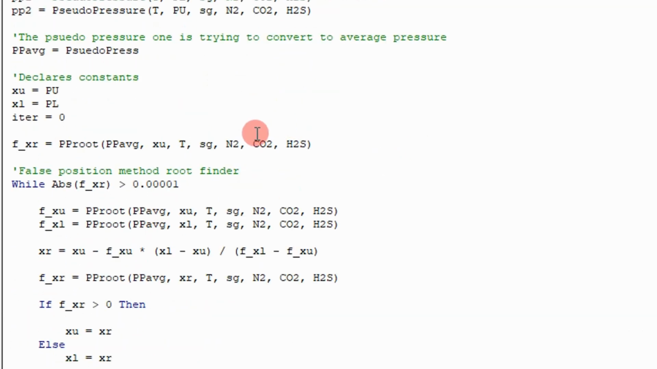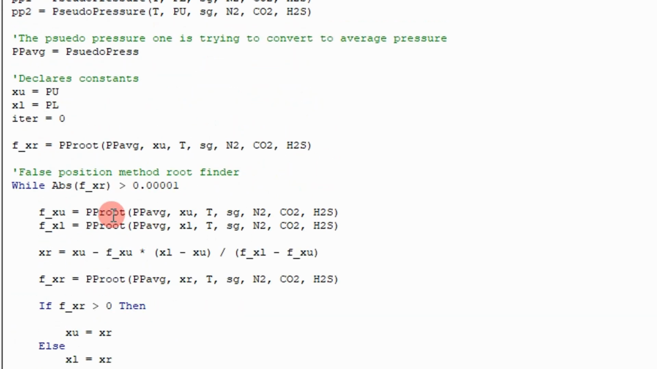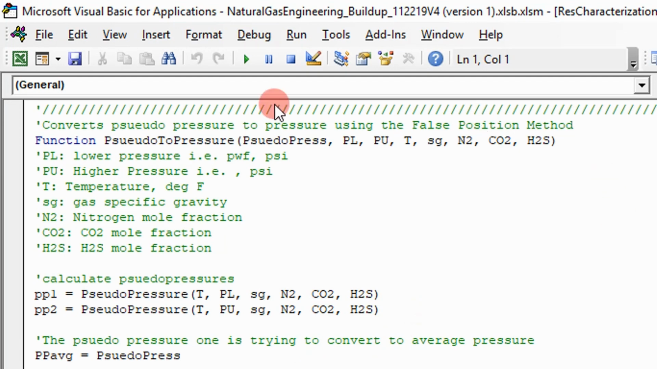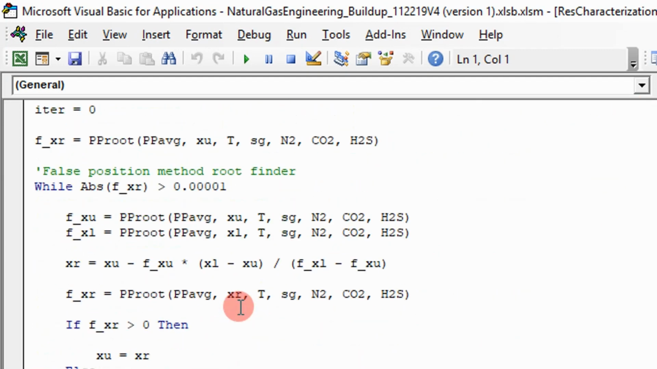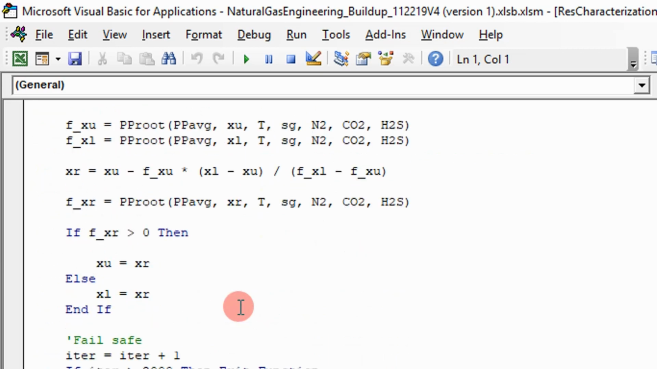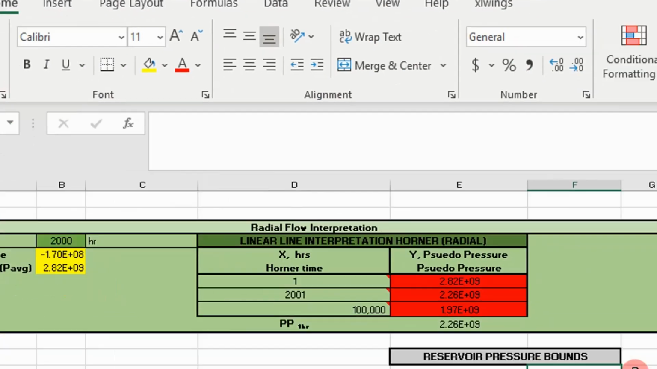And we'll probably cover this in another video, but I wanted to show you this just in case you guys wanted to write down the code. You can pause the video and go through it. I highly suggest that. But that's what it's doing. So it's pseudo to pressure using the false position method.